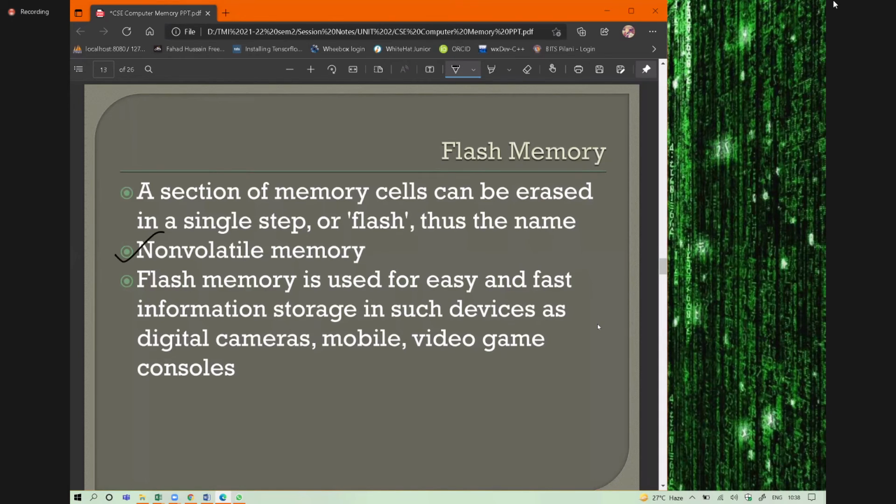इस फ्लैश मेमोरी को ही हम पेन ड्राइव के नाम से जानते हैं. Have you heard anything about pen drive? Yes, sir. Yes, sir. Flash memory is pen drive.